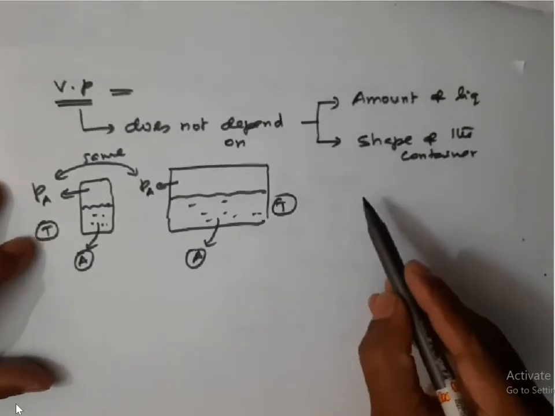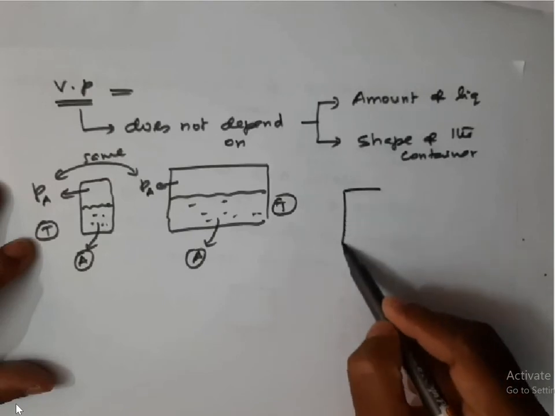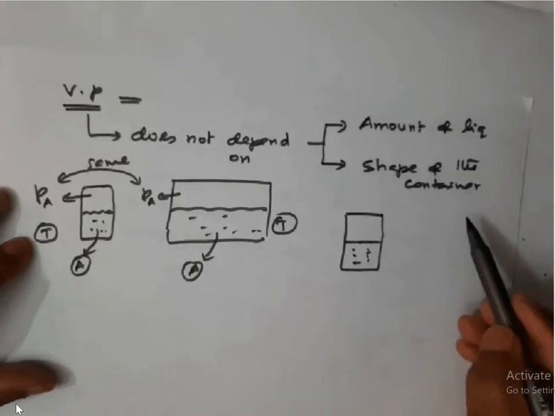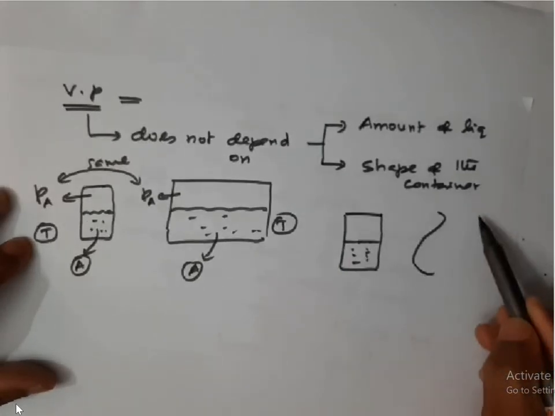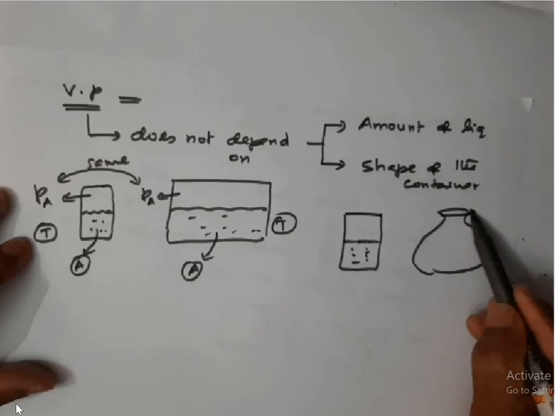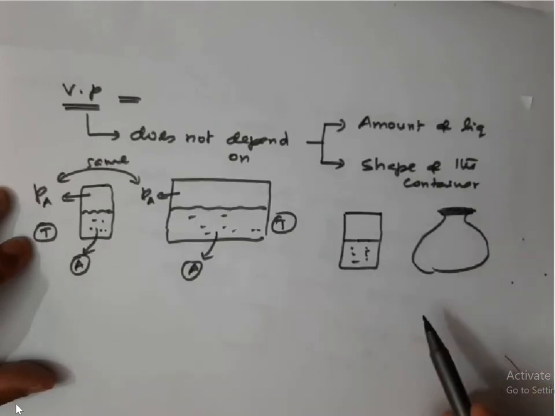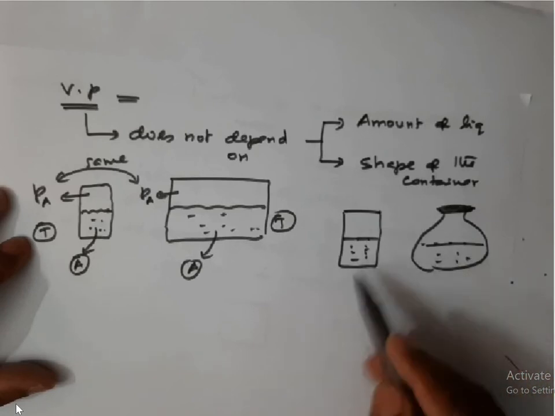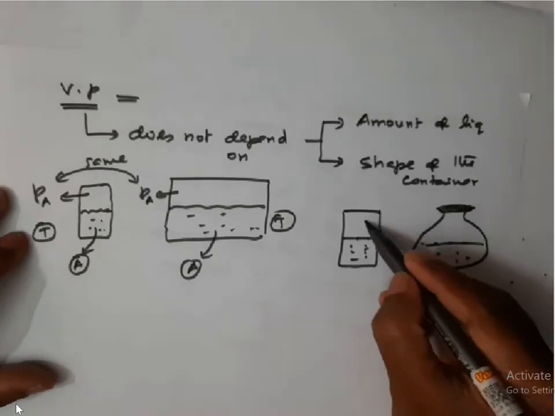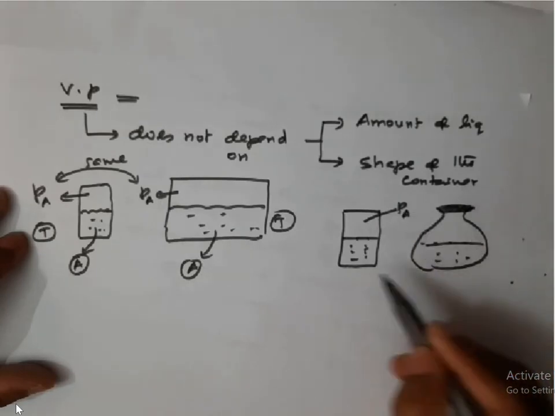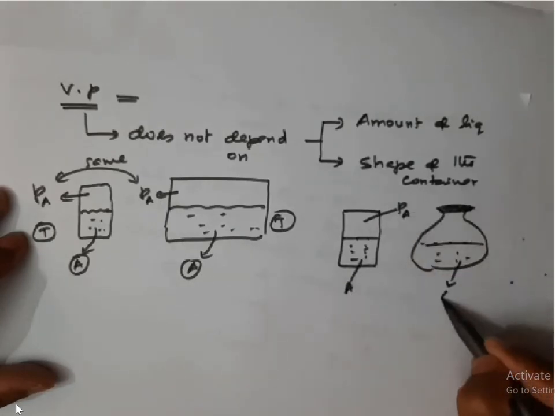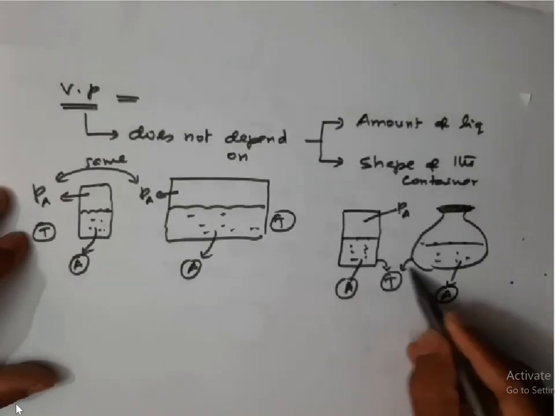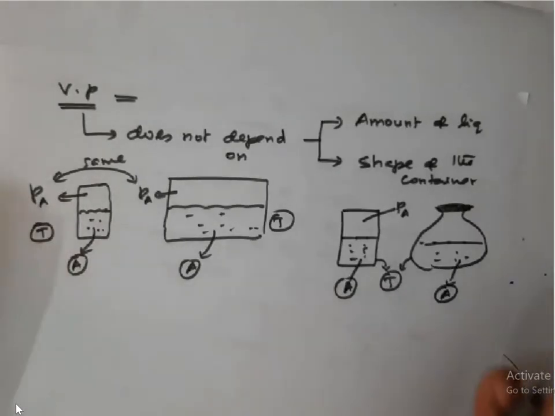The container may be cylindrical like this, or the container may be pot-like, and it is completely closed. I am taking the same amount of liquid, right? But if you measure the vapor pressure, suppose I have liquid A here, and this is also the same liquid A, same liquid and temperature also the same. Both the liquids are at the same temperature.